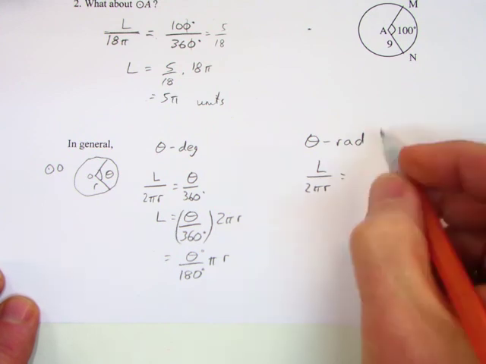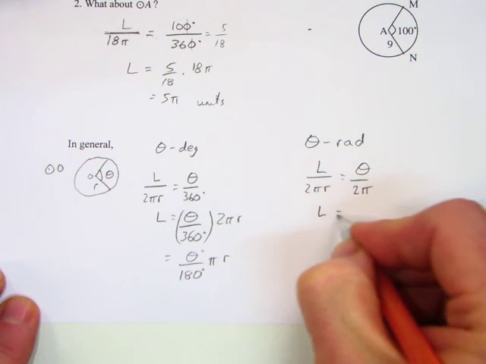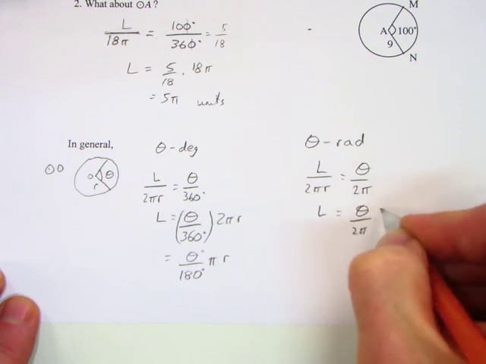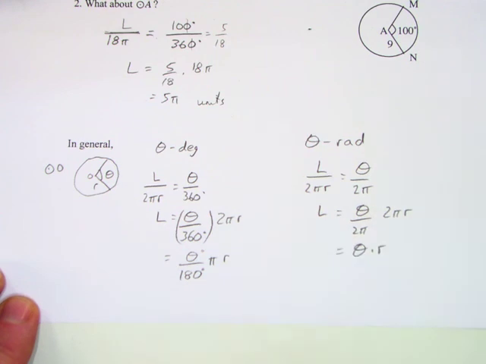It's the same thing. We want part to whole. Theta is, what's the whole circle? 2 pi multiplied by r, 2 pi r, and we get theta times r, or r theta.